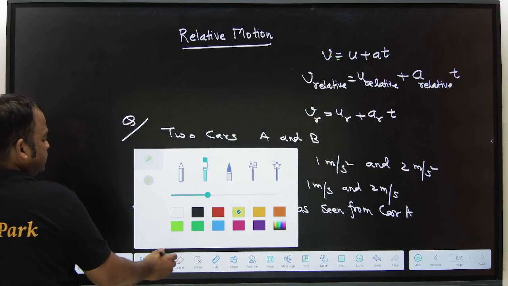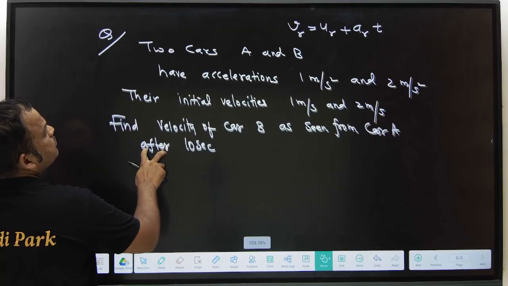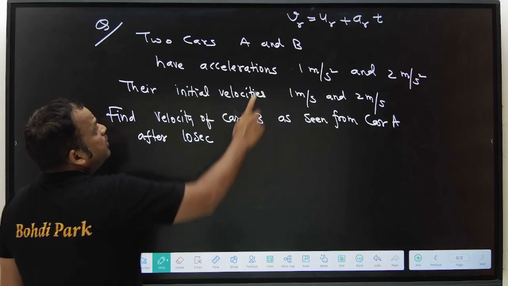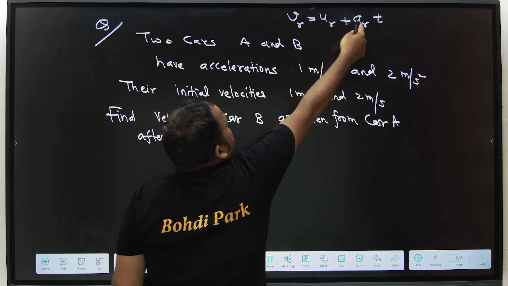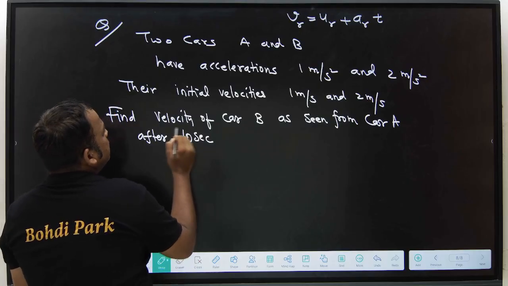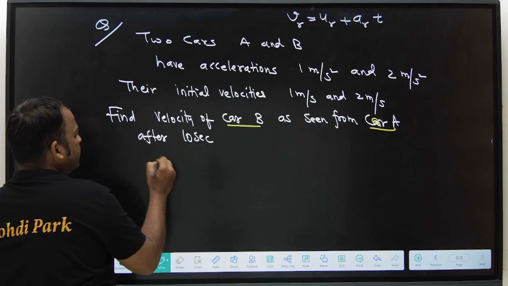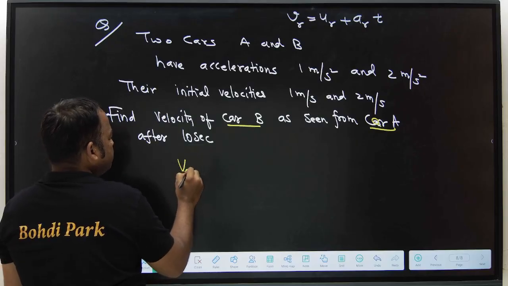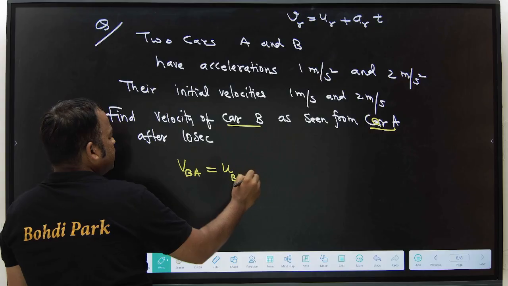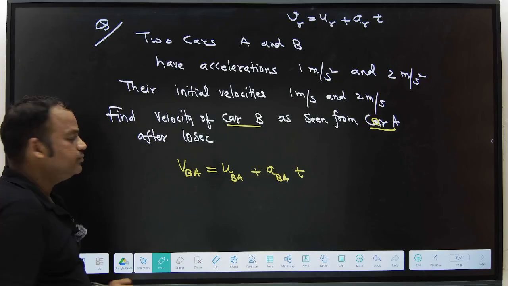Now here is a question. We will use V relative is equal to U relative plus A relative into T. So here relative means we are observing car B as seen from car A. So we are finding velocity of B with respect to A. So that will be equal to initial velocity of B with respect to A plus acceleration of B with respect to A into time t.